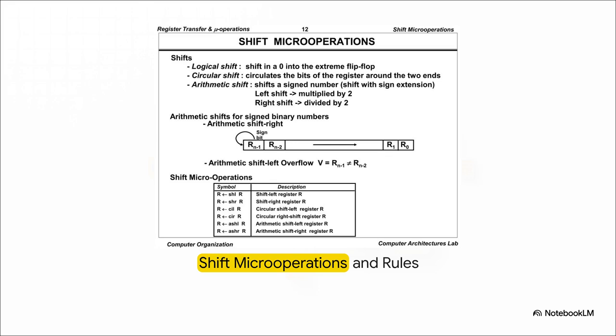To solve the arithmetic shift problem in question 6a, we've got to remember the basic rules. An arithmetic left shift multiplies a signed number by 2, while an arithmetic right shift divides it by 2. The absolutely crucial point for a right shift is that you preserve the sign bit, the leftmost bit, so the number keeps its positive or negative value.